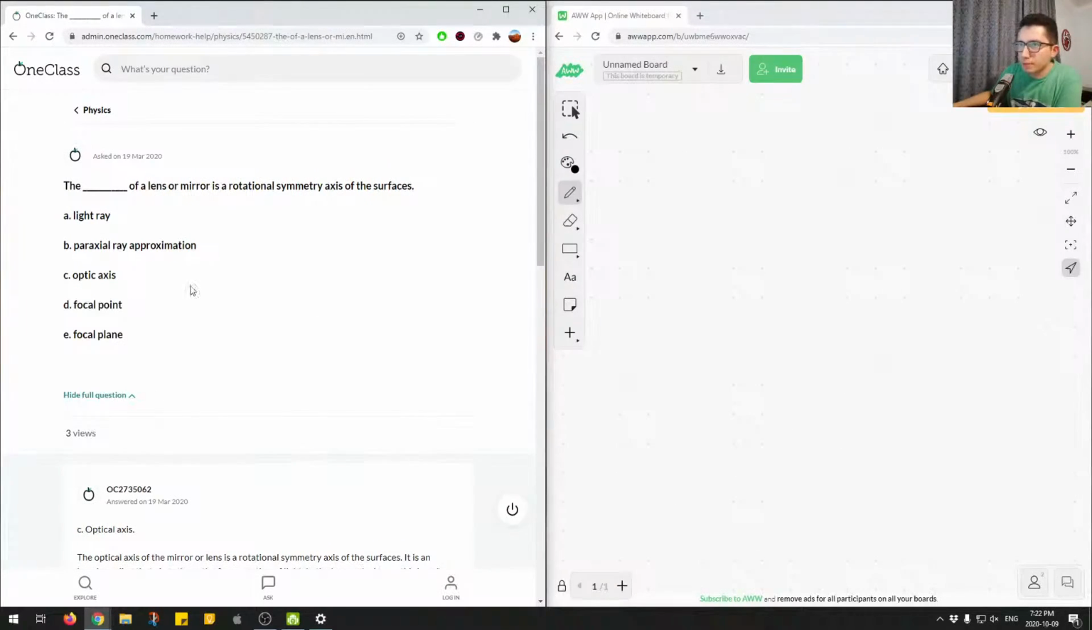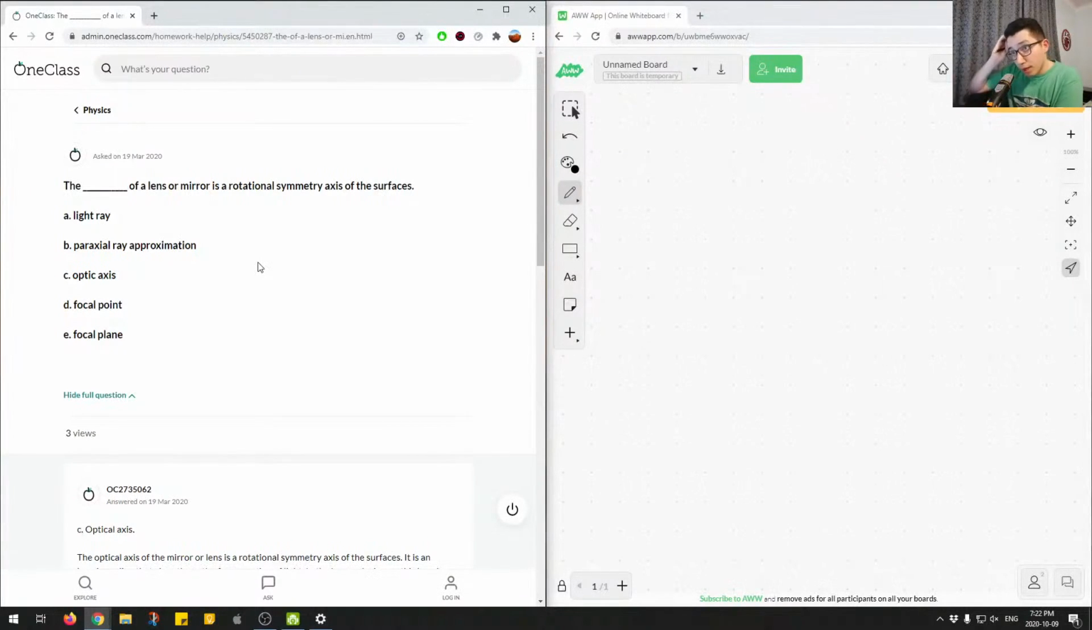Alright, so there's a fill in the blank with 5 options. The blank of a lens or a mirror is a rotational symmetry axis of the surfaces. So we have 5 options: light ray, paraxial ray approximation, optic axis, focal point, and focal plane.